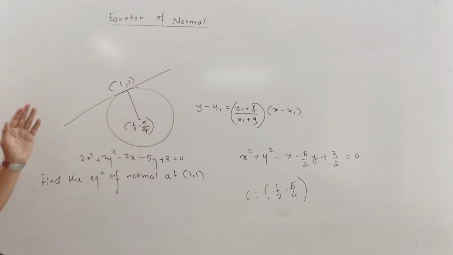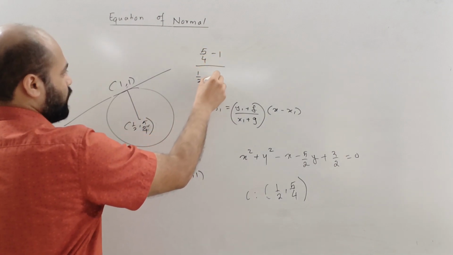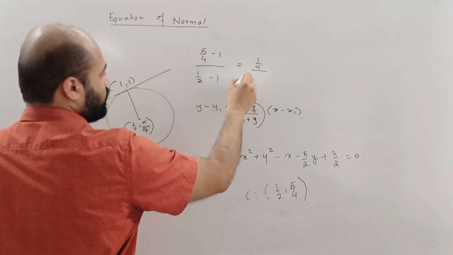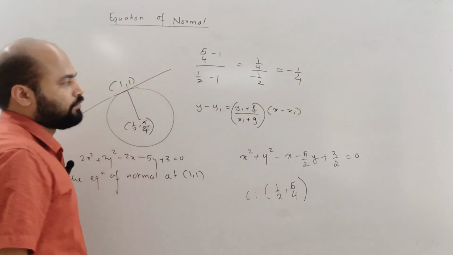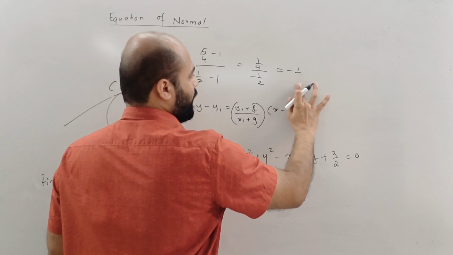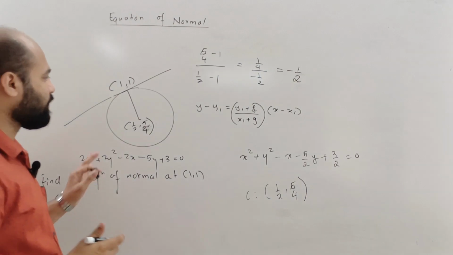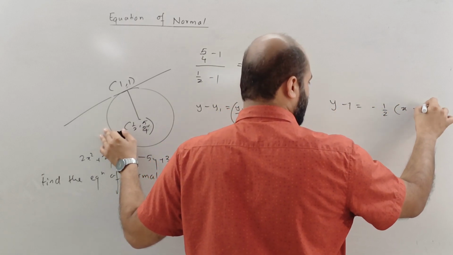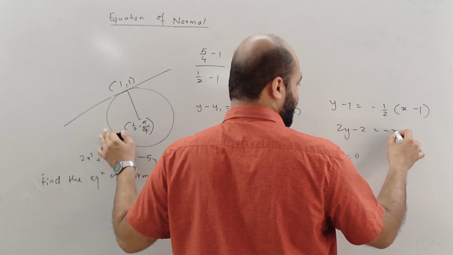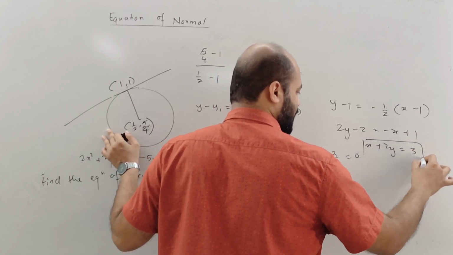So we can find the slope of this normal as 5 by 4 minus 1 by half minus 1, which is minus 1 by 4 by minus half. So the slope is coming out as minus half, which means that now I can write the equation. So the equation is going to be y minus 1 equals to minus half into x minus 1. So rearranging, I'll be getting x plus 2y is equal to 3. That is the equation of the normal.